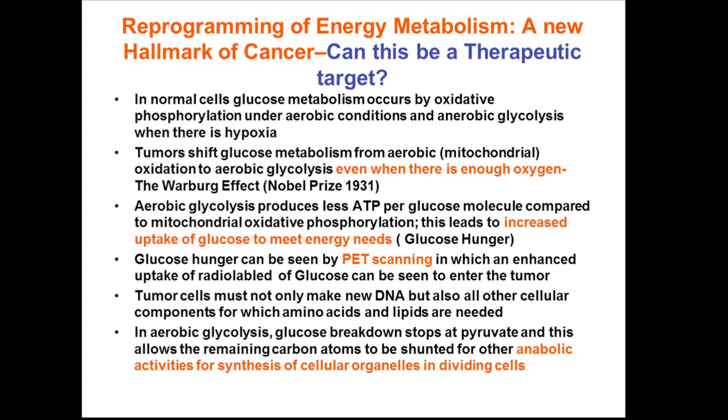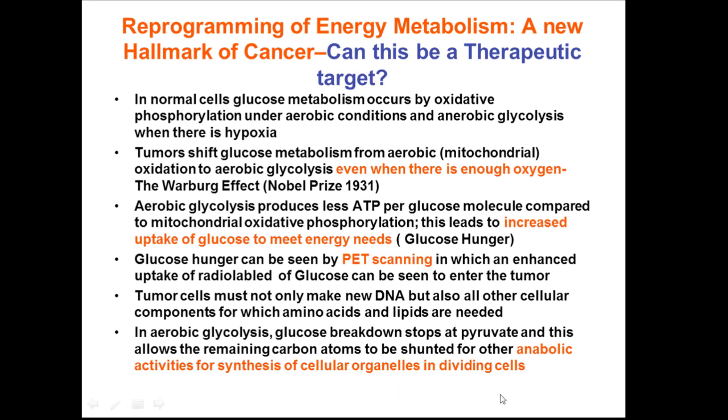They make less ATP because tumor cells must not only make new DNA, but they must also make all other cellular components such as amino acids and lipids. As cells are dividing, they need not just glucose, not just DNA, but all other endoplasmic reticulum, mitochondria, and so on and so forth. And in aerobic glycolysis, the glucose breakdown stops at pyruvate, and this allows the remaining carbon atoms of the glucose to be shunted for other anabolic activities and synthesis of organelles in dividing cells.